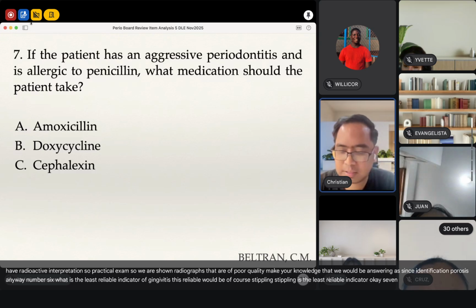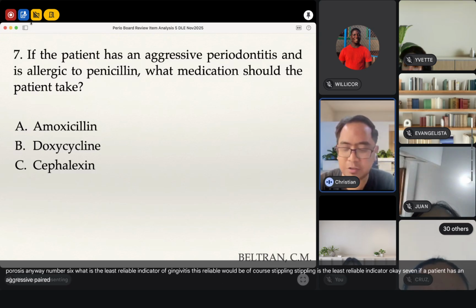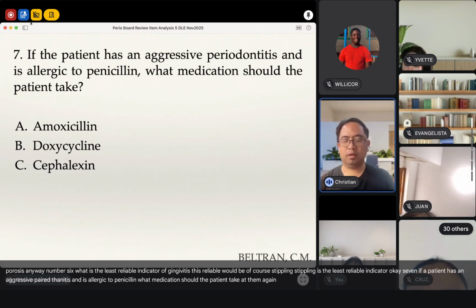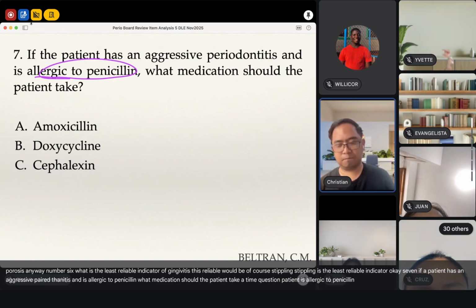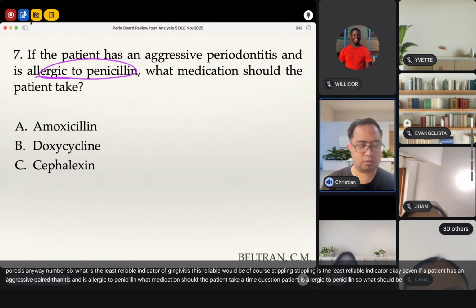7. If a patient has an aggressive periodontitis and is allergic to penicillin, what medication should the patient take? Ito, maganda yung question. Patient is allergic to penicillin. So what should be given to the patient?